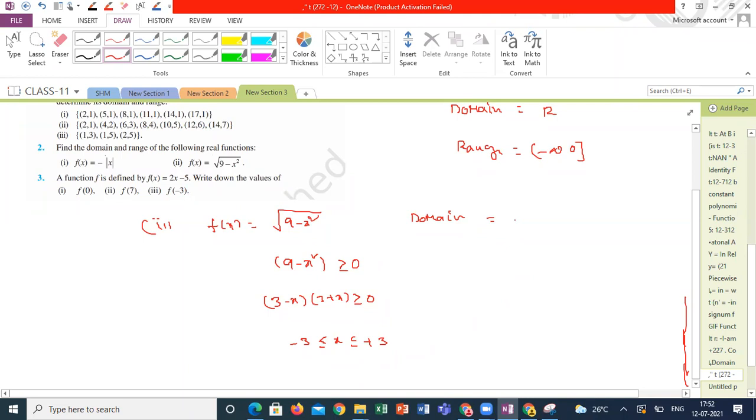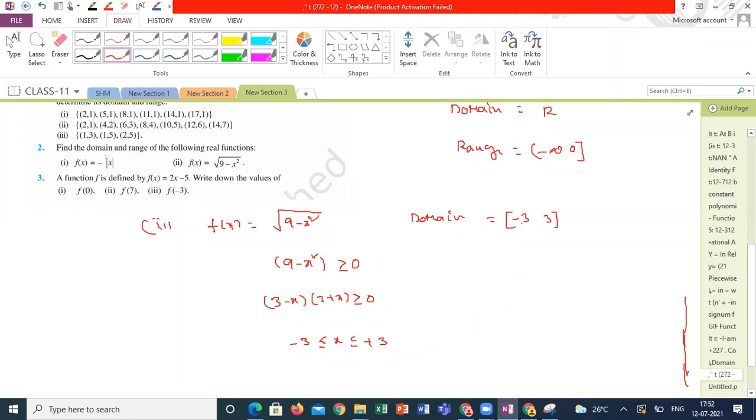No, man. The x value might be from minus 3 to plus 3. How can you say 0 to 3? Why is minus 2 not suitable? Minus 1 not suitable? Minus 3 not suitable?